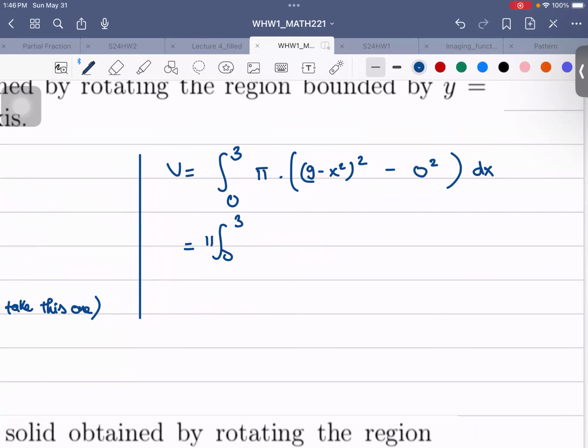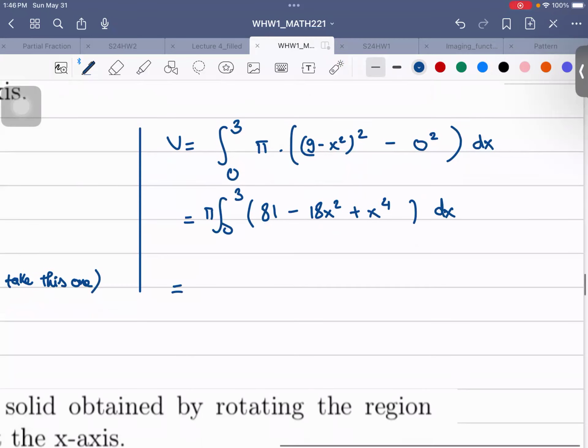And now I will simplify it. Firstly, I bring pi to the front. 9 minus x squared, squared gives me 81 minus 18x squared plus x to the power of 4. 0 squared is just 0, so I don't write that again. Okay, and now you use the power rule. You have 81x minus 18x cubed divided by 3 plus x to the power of 5 divided by 5.